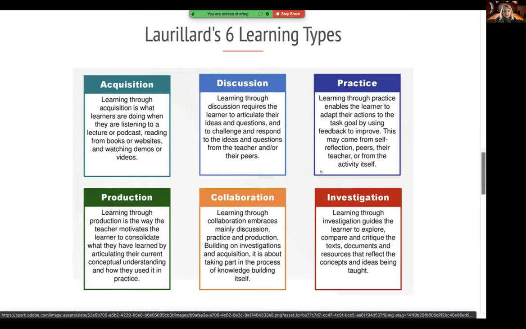So acquisition is where we're learning through just listening or getting information from websites or books or watching videos and things like that, so we're taking information in. Discussion is when we're obviously talking and throwing around ideas and challenging and responding to each other's ideas. Practice is, like it says, very practical. They have to do something to learn and to get feedback on the task themselves. Production is a similar sort of way that we often assess. So we get them to produce something at the end of their learning so that we can see what they've learned.